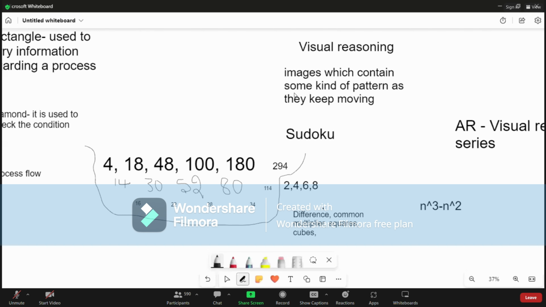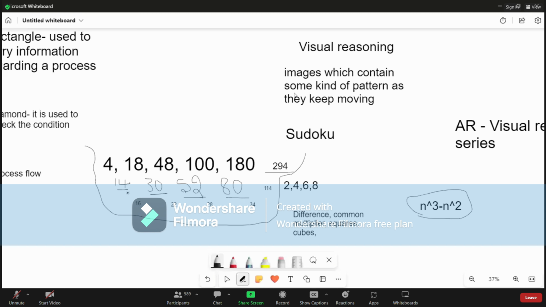100 and 180. So what I suggest you to do is first check the differences between them. That is 14, 30, 52, and 80. So we have to practice the next one over here. As I have mentioned, this is a pattern of n cube minus n square. For these kinds of questions, if you try checking the cubes and all of that, it might sometimes take time to get to the final logic of it.